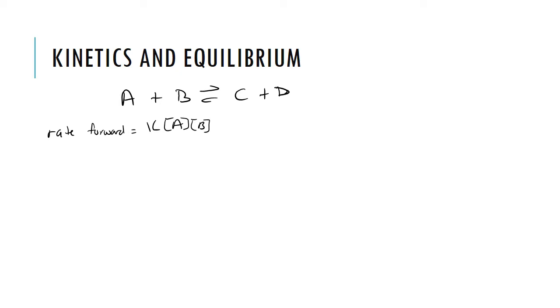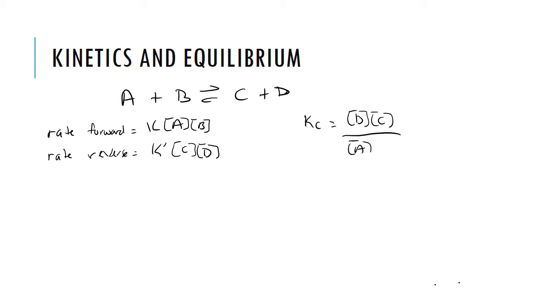Now remember, at the end of the kinetics, we can have the reverse reactions. So now we want to know what the rate of the reverse is. That becomes k prime times the concentration of C times the concentration of D. Now I'm going to write our Kc expression, and that is your products over your reactants.